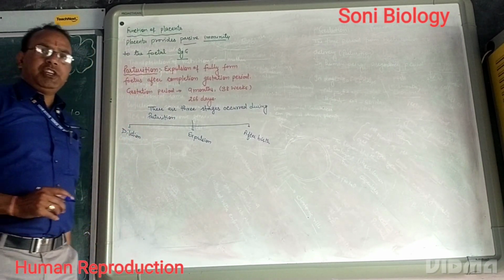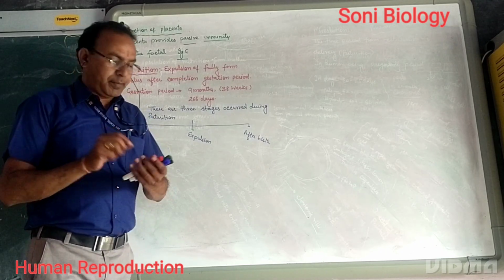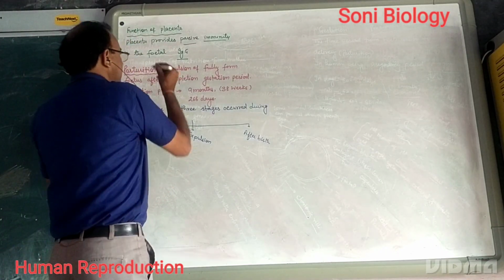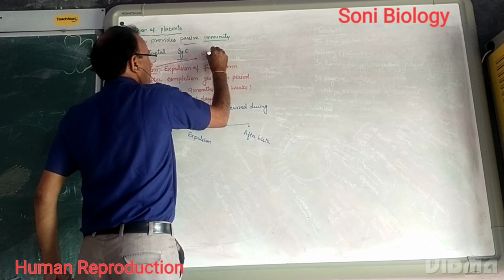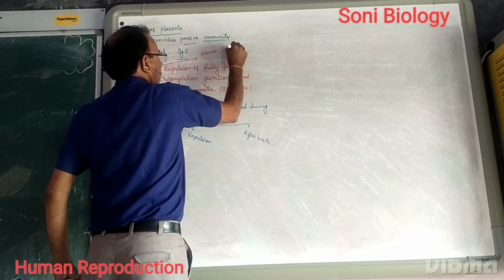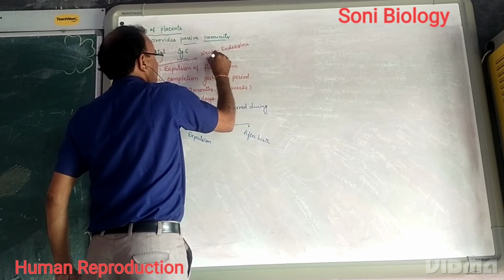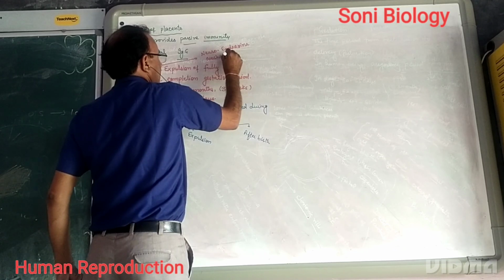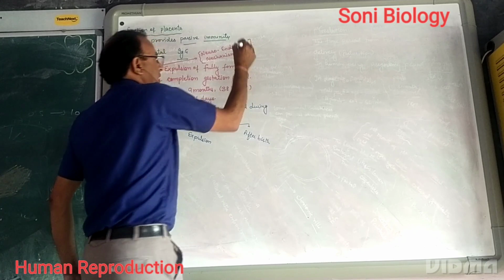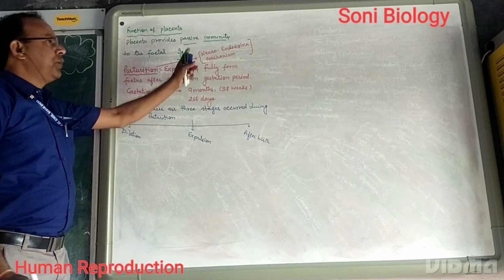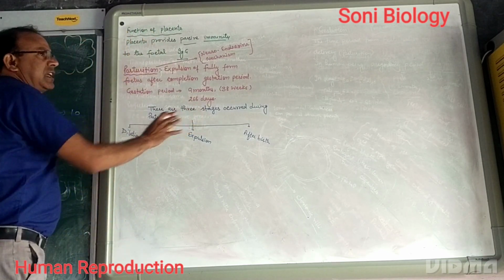Actually, the parturition process is under the control of a neuroendocrine mechanism. It means it is controlled by the neural system as well as the endocrine gland system, so we say neuroendocrine mechanism. How does this process take place?